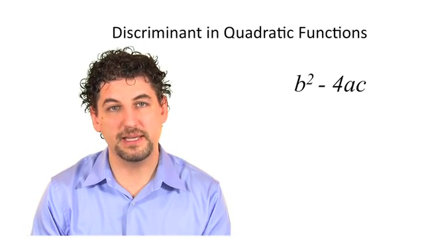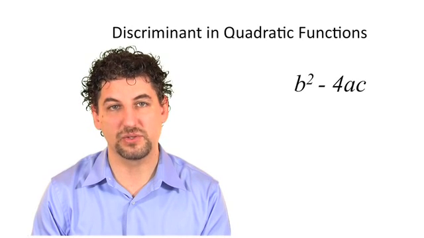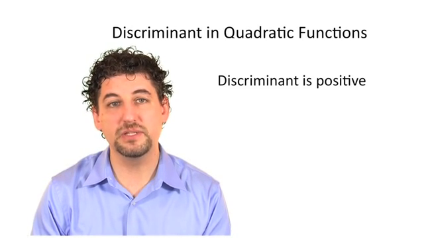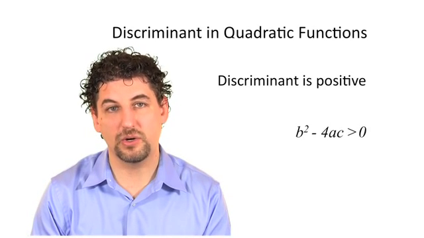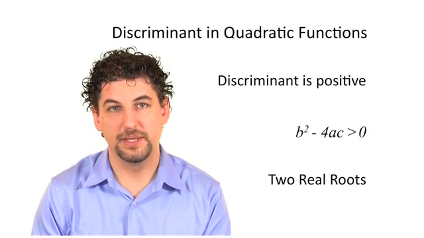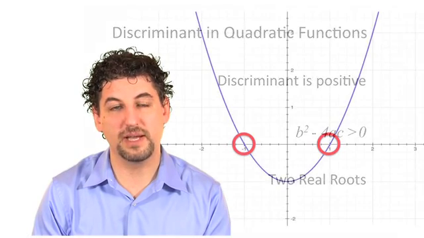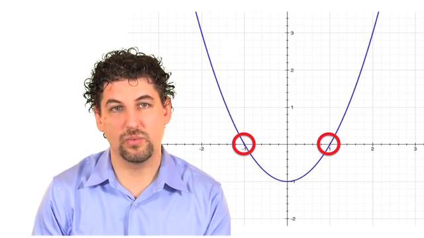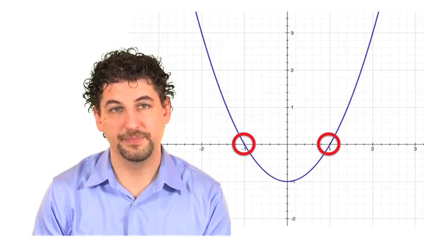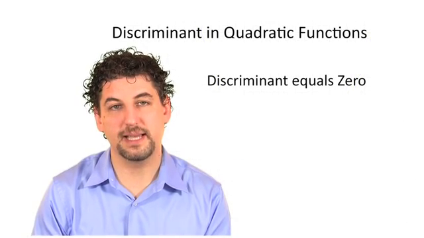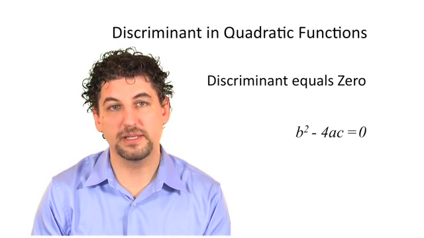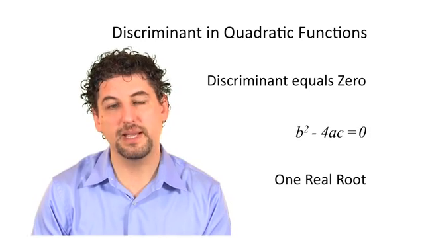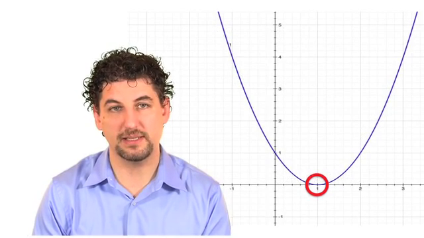And you can tell different things based on the value of the discriminant. For example, if the discriminant is greater than 0, then it's positive, and that means that there are two real roots. Now, graphically, this means that you've got a parabola that intersects the x-axis at 2 points. If the discriminant is equal to 0, then the parabola is going to intersect the x-axis at just 1 point. You probably have a double root in this particular case.